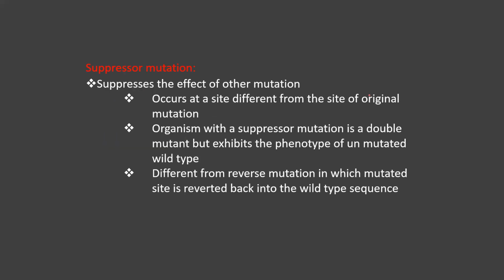Now we have suppressor mutations. A suppressor mutation is going to suppress the effects of another mutation. And it usually, as it says, occurs at a site different from the original site of the mutation. So an organism with a suppressor mutation is a double mutant, but exhibits the phenotype of the unmutated wild type. Now, that sounds a bit weird, right? It's like saying, okay, the wild type fur of a brown bear is going to be brown, okay? Makes sense, it's called a brown bear for a reason.